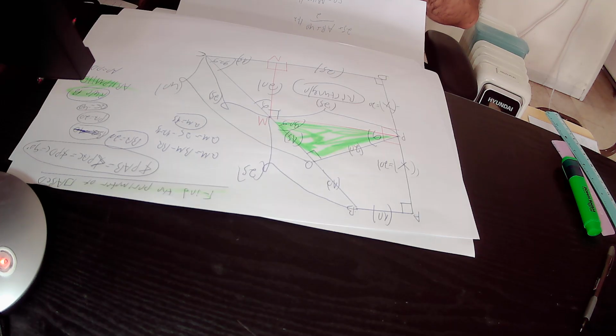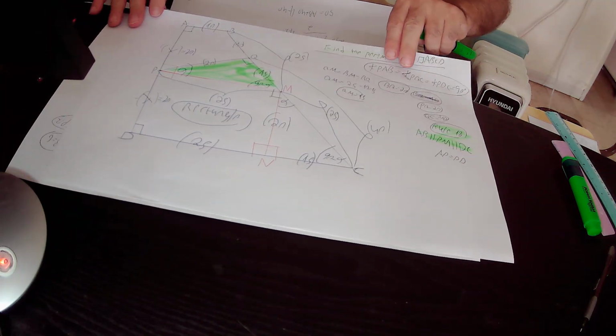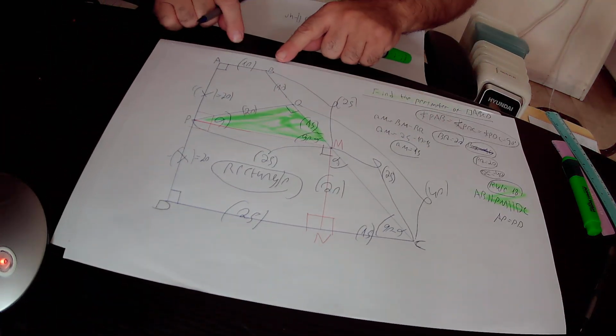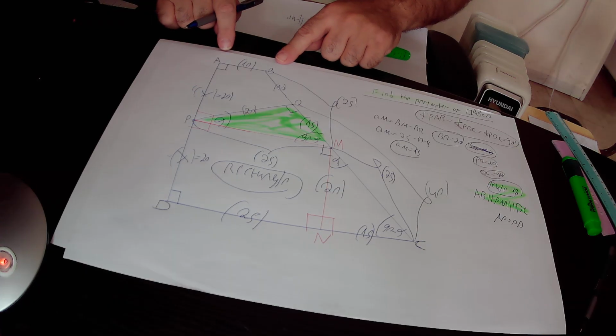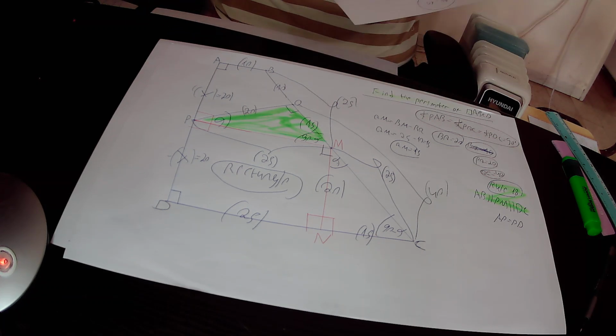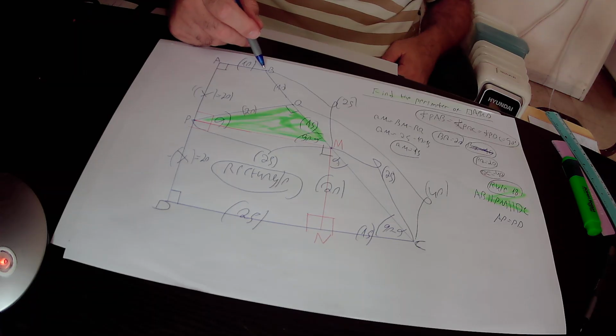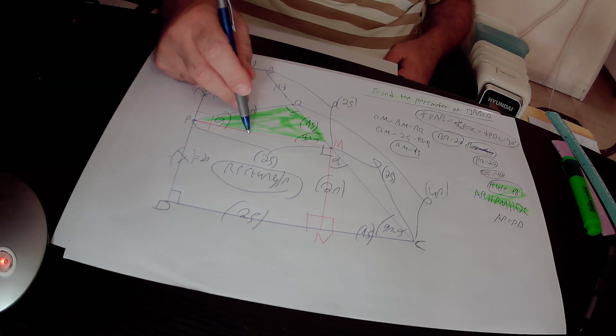In the next step, I will present to you another way to find the length of this side AB. We'll use a different method to prove that AB equals 10 units in length. For that, we'll do a construction here. That is to say, from point B, we'll go perpendicular to PM.